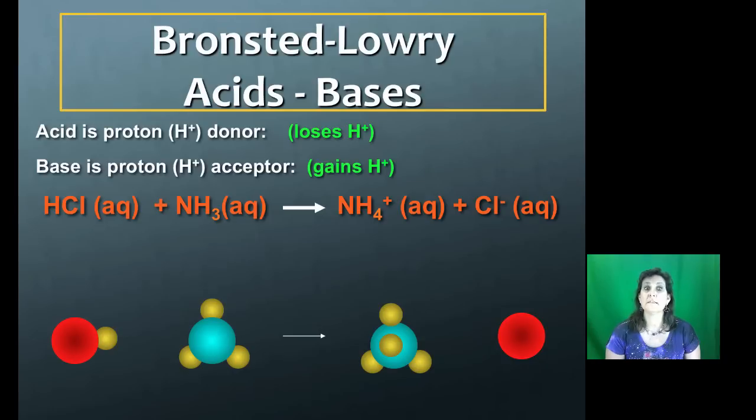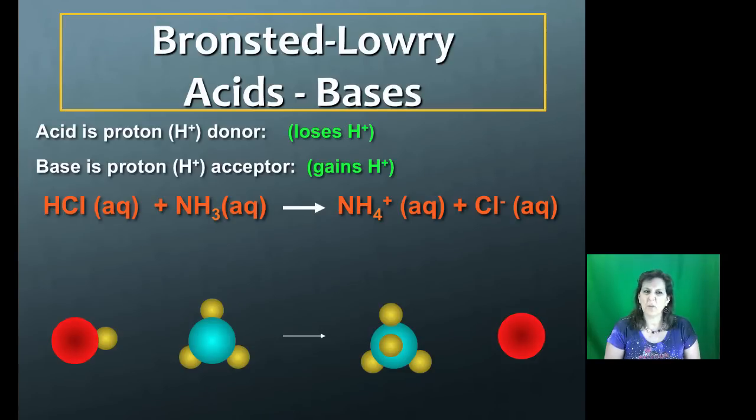Now let's look at the Bronsted-Lowry definition of acid bases. These are a little bit different. Bronsted and Lowry said that an acid is a proton or H plus donor. So it's something that loses H plus. Whereas a base is a proton, H plus acceptor. So a base is going to gain the H plus, the acid loses the H plus.